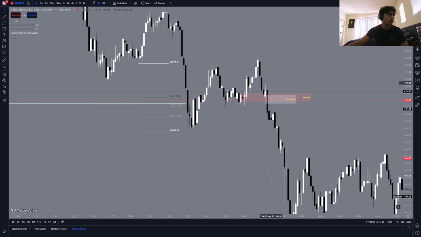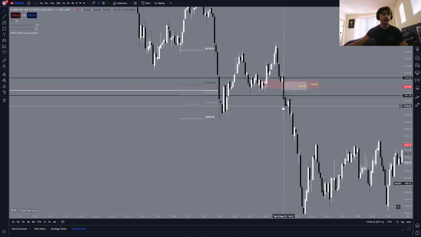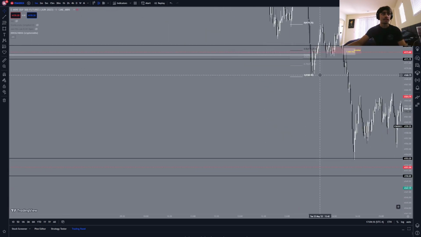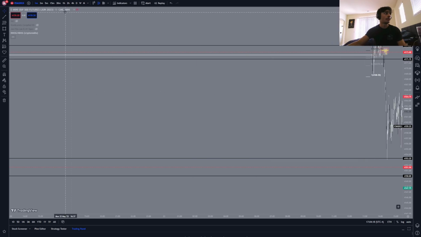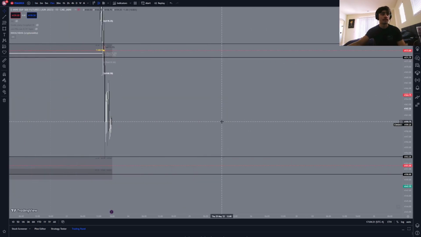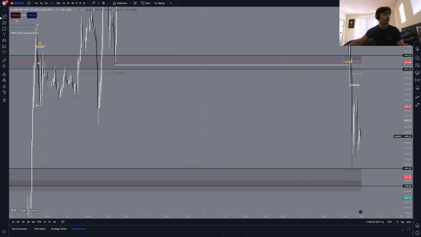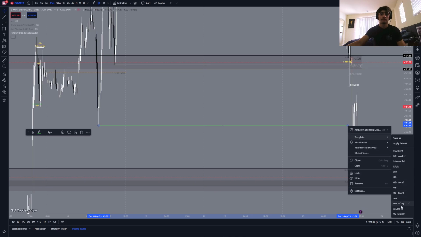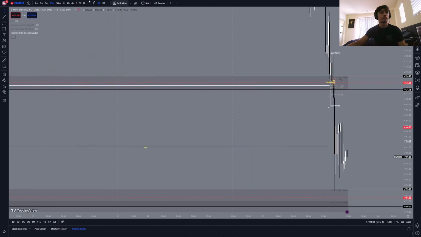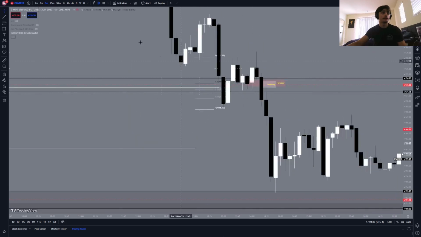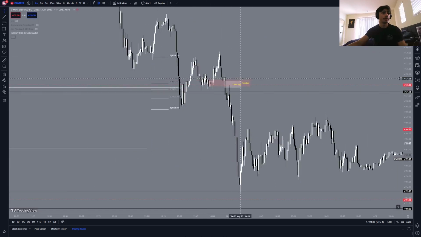So I unfortunately wasn't able to catch this, but looking back, this would have been a really, really clean short setup off this breaker in 1 minute fair value gap, giving us the push down all the way to the next area of liquidity, right? So this would have been your next target, right? Come back in here, got that breaker, 1 minute fair value gap, entry short here, targeting this liquidity down here.